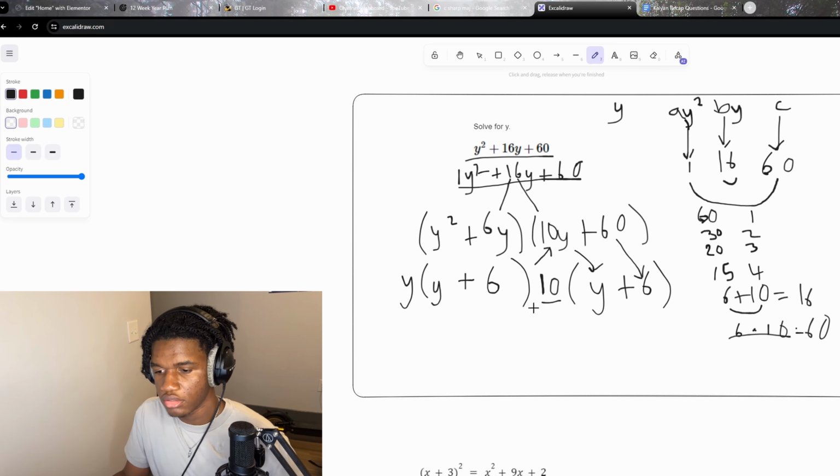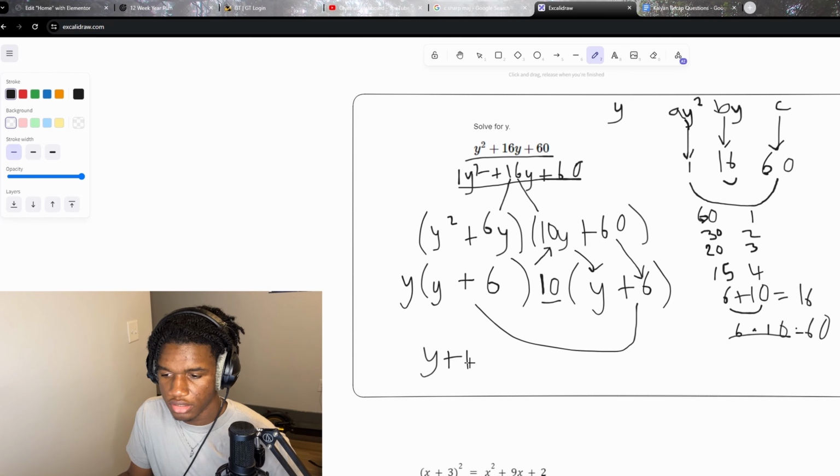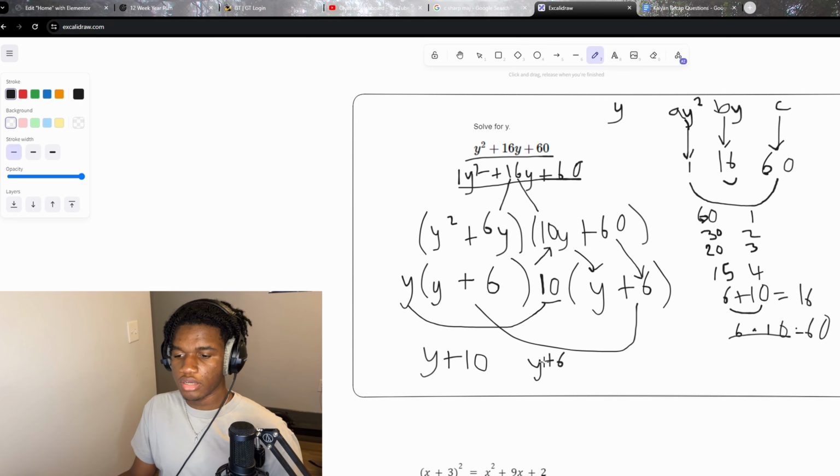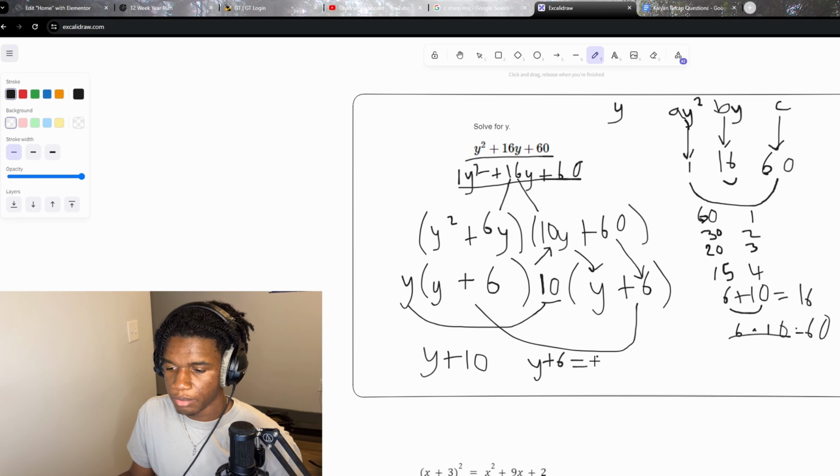And from there, these numbers will always be the same. And you have y plus 10 from here, and y plus 6 from here. It's kind of like algebra, but this is basically y plus 6 equals 0, which is the same thing as saying y equals -6, because you move the 6 to the other side. And y equals -10 also. So y equals -10 and y equals -6.